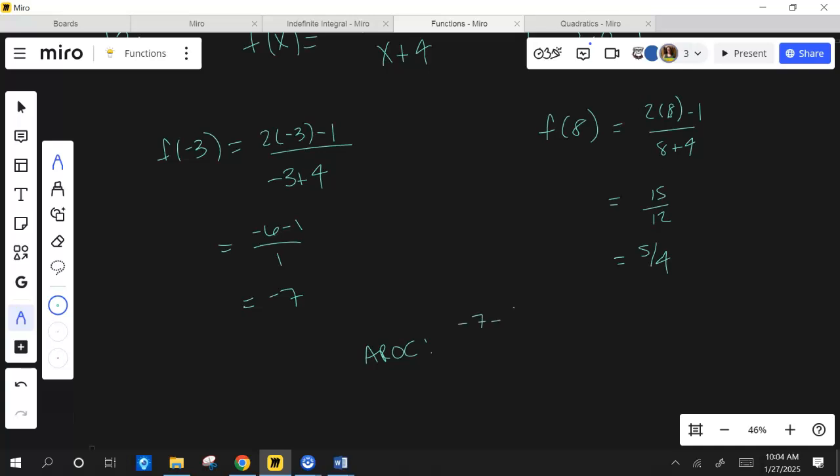okay, minus -3 minus 8. All right, Harris, here's another fraction for you. -7 minus 5/4.